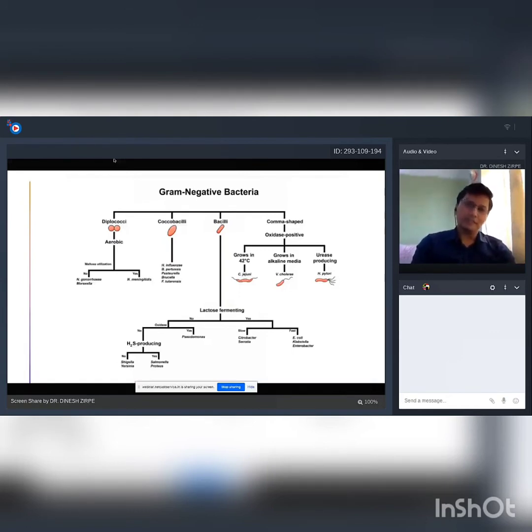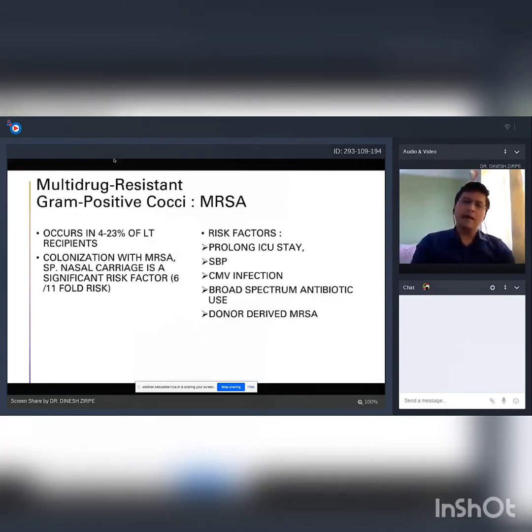So after this basic thing, let's go towards MRSA. In liver transplantation, it's quite common. Around 4 to 23% of transplant recipients have this organism. The most important thing about them is there can be a nasal carriage for this organism. So the patient may carry it in the nasal mucosa. If this is the case, then it is a high risk for infection. If it is pre-transplant, it increases the risk 6 times. In post-transplant, it increases the risk of MRSA 11 times. And what are the risk factors for those? Prolonged ICU stay, patients having SBP, CMV infection, broad spectrum antibiotic use, and donor-derived MRSA.